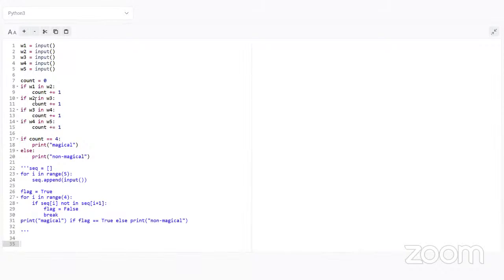That is, checked if W2 is in W3, and if it is, incremented it. Also, W3 is in W4, incremented it, and if W4 is in W5, and if that was the case, I incremented the variable count. So if any of these conditions were not true, the count will not be 4. So if the count was 4, I printed it was magical, and else I printed it as non-magical.